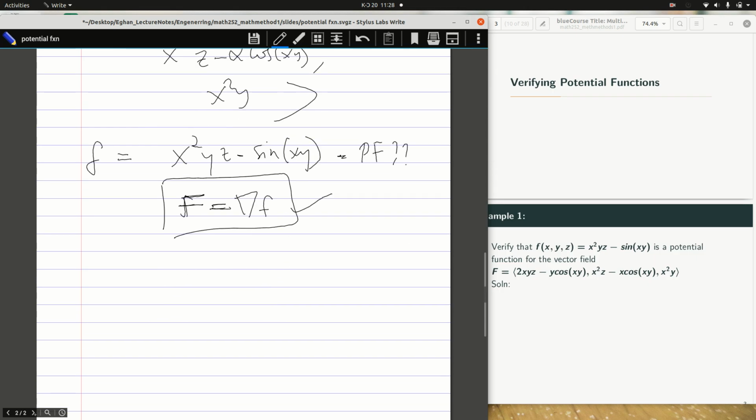So let's verify this. What is the gradient of f? It's not equal to 0. It means I'm finding f with respect to x, f with respect to y, and then f with respect to z. So let's do that.